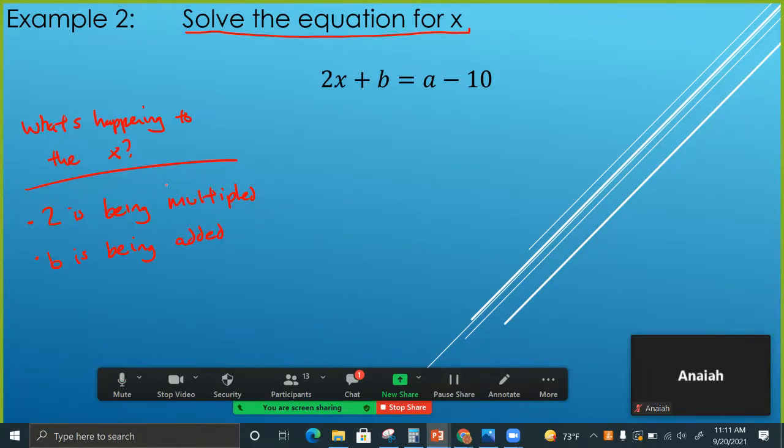Honestly, folks, it doesn't actually matter which order we solve the equation, which thing we undo first, whether we want to undo the 2 being multiplied or the b being added, but it does make it easier if we work from farther away and get closer to the variable one step at a time. So out of the 2 and out of the b, the b is farther away from x. So I'm going to start by undoing that plus b. So I have to say minus b to both sides of my equal sign.